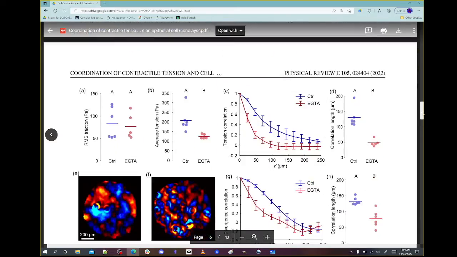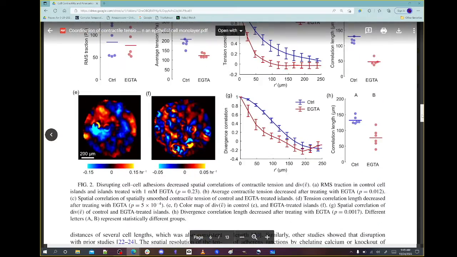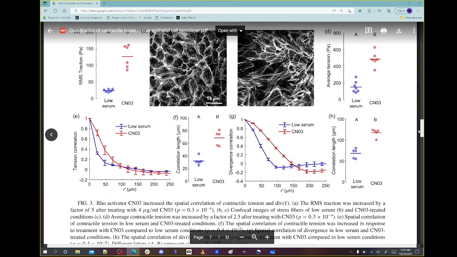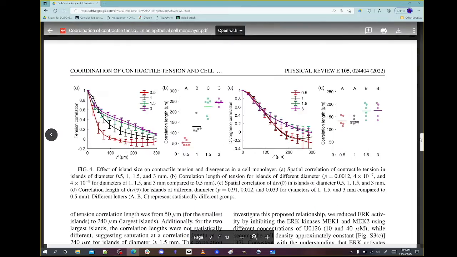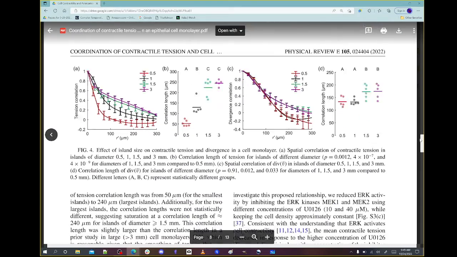They're using two different things here. They're using EGTA and they're using CNO3. So this is a Rho activator. So there's a lot of molecular biology here. The difference, I guess, is just the way in which the tension is transmitted in the cells.